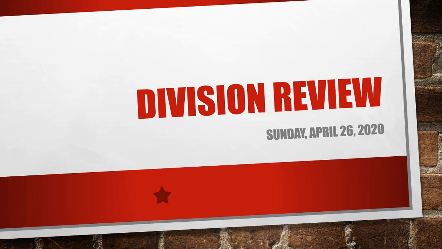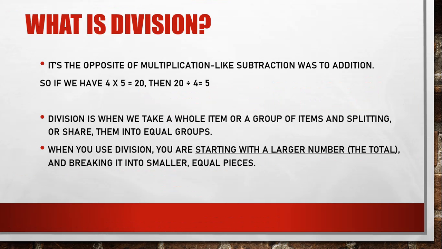So today, as promised, we're going to do a quick review of everything you need to know for your Kahoot quiz today. So let's get started. So remember that division is the opposite of multiplication. So if we have 4 times 5 equals 20, then we have 20 divided by 4 equals 5, or 20 divided by 5 equals 4.